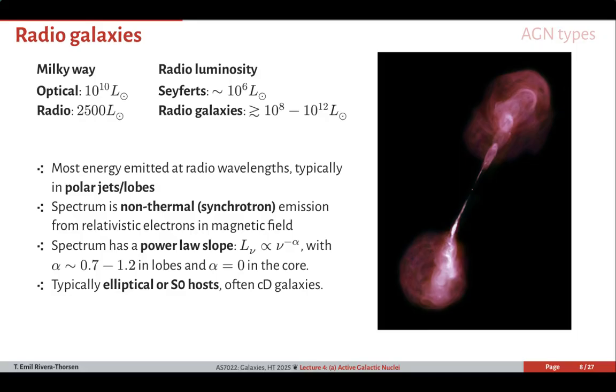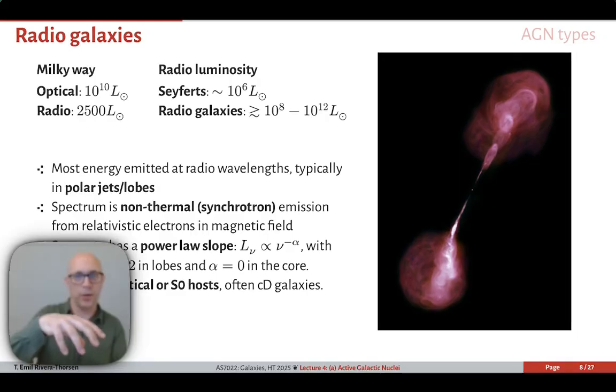These types of AGN are typically hosted in elliptical or lenticular galaxies, often even in cD galaxies, which, as you remember, are also the ones that we call the brightest cluster galaxies, these extremely massive early type galaxies that sit in the very heart of galaxy clusters.